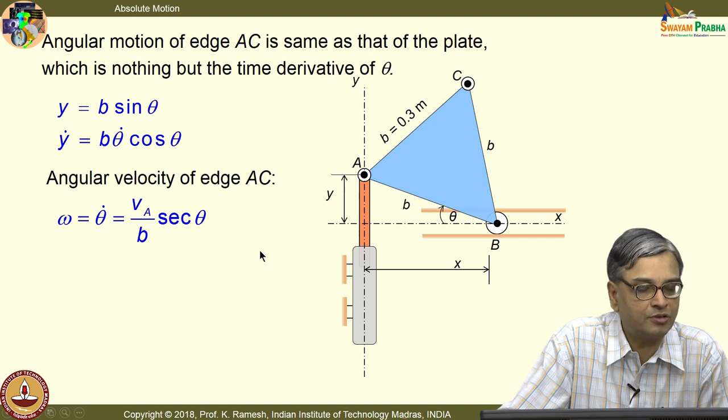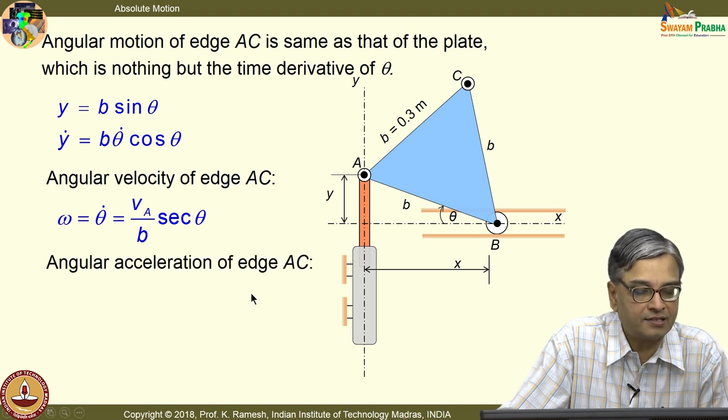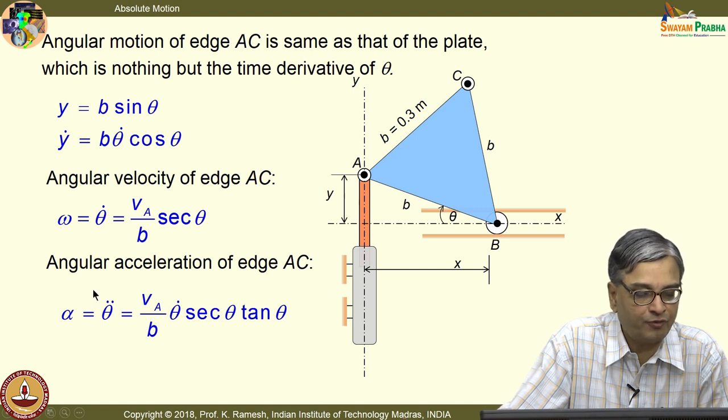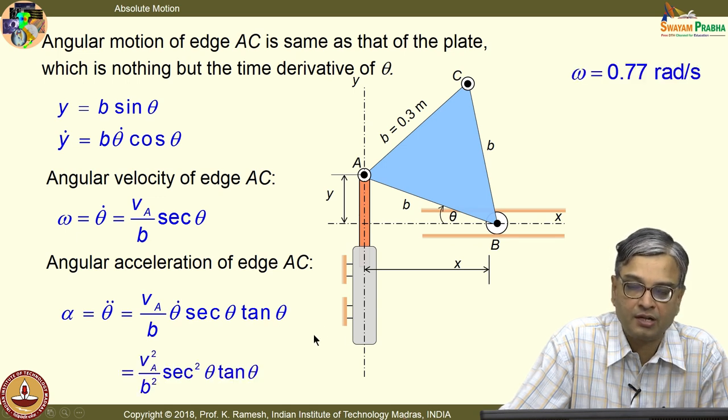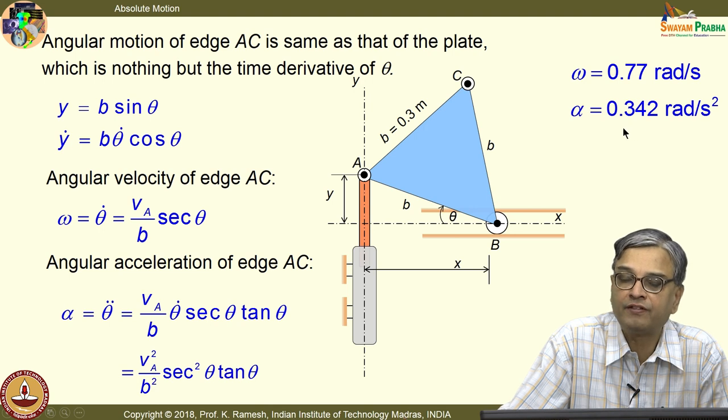So, when I substitute, I have the values also, but before that I have also written down the expression for alpha. Differentiate this again, theta double dot equal to VA by B theta dot secant theta tan theta. And when I substitute the values, I get omega as 0.77 radians per second and alpha as 0.342 radians per second square.